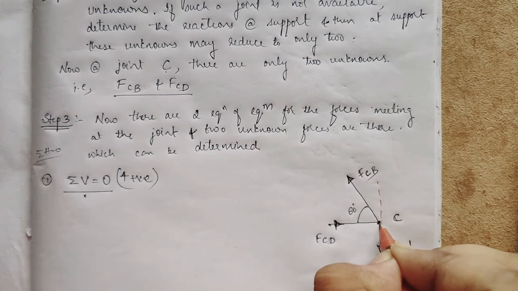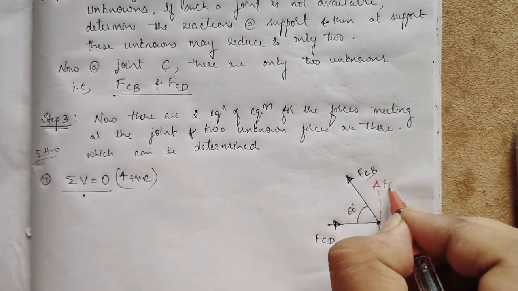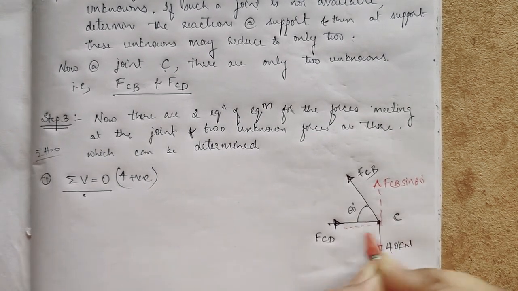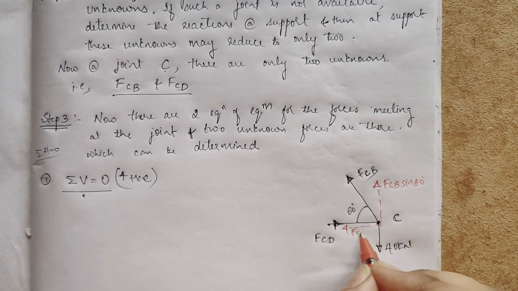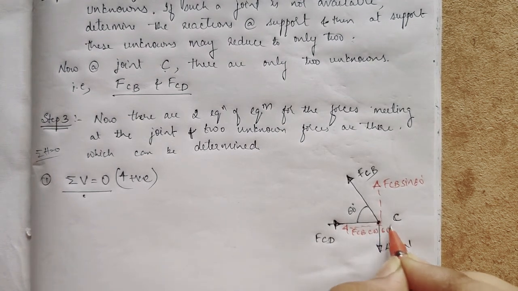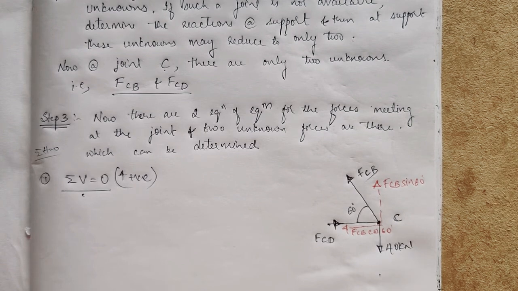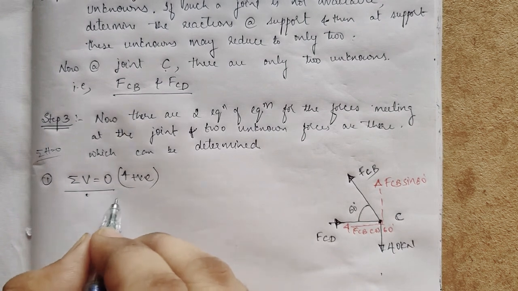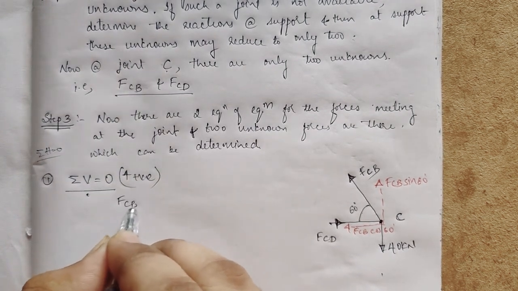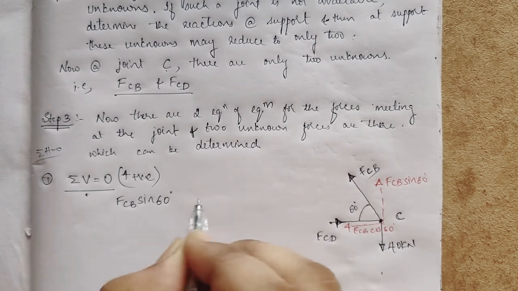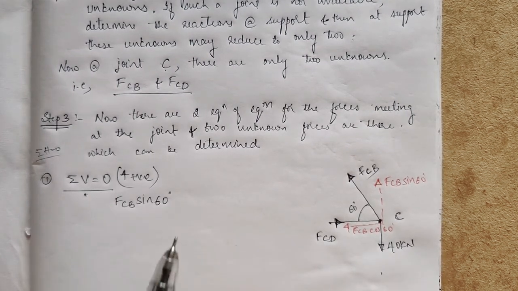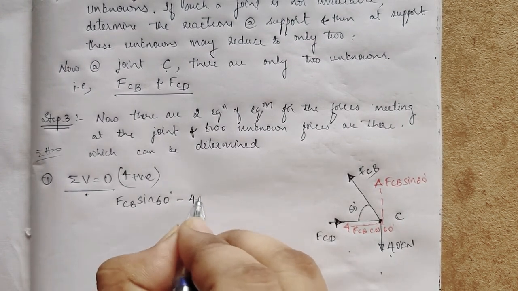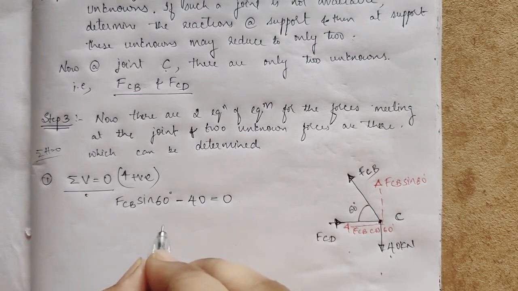There is one inclined force, so when I resolve the inclined force FCB, it will be FCB sin 60 degree and FCB cos 60 degree. So I resolve the force here only. I resolved this inclined force into horizontal and vertical components. Now summation of vertical force is equal to 0. What happens, FCB sin 60 degree. Okay, it is upward, so positive. Next, the 40 kN force, minus 40 is equal to 0.